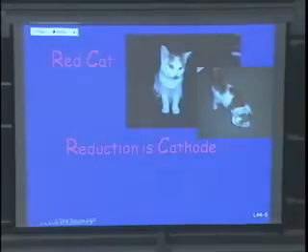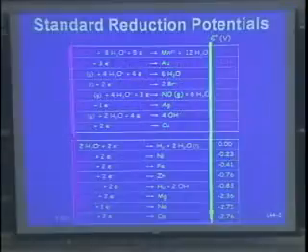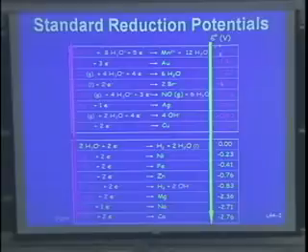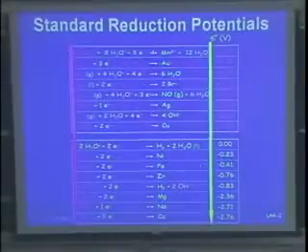And you know, so that was the reduction, the cathode. And you know that standard reduction potentials are listed from positive to negative potential. And they're all reduction potentials, okay? This is the reduction, the one above is the reduction. If you have 2 reactions, this one, for example, goes in this direction, and this one goes in that direction, okay? So oxidizers oxidize all materials with lower potential. That means they take off the electrons. This permanganate takes off the electrons of all of those here, okay?